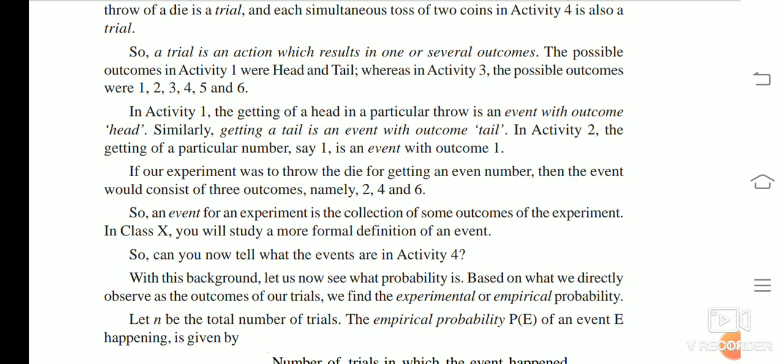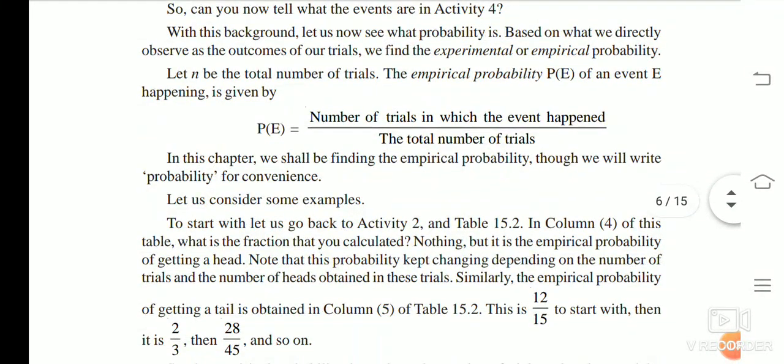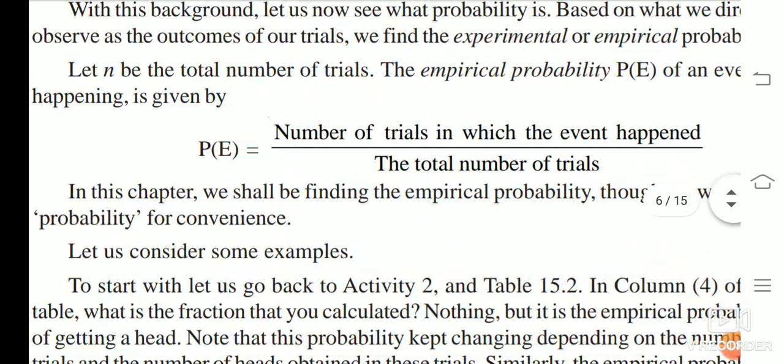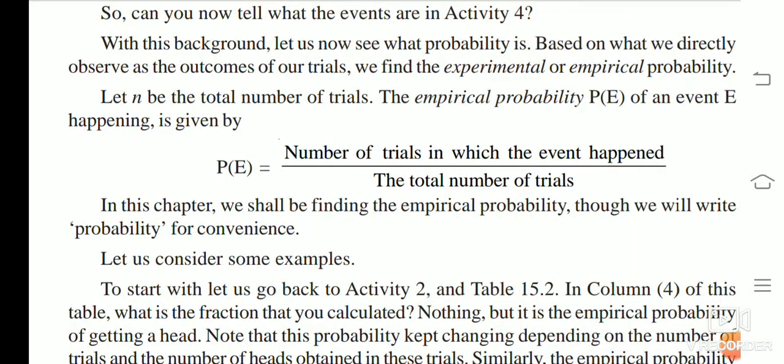So like that you can write your thing. This is the important point. Let n be the total number of trials. The empirical probability of an event E happening is given by P of E equal to the number of trials in which the event happened divided by the total number of trials. This is the important point of probability. This is the empirical probability, that is, probability of event E.